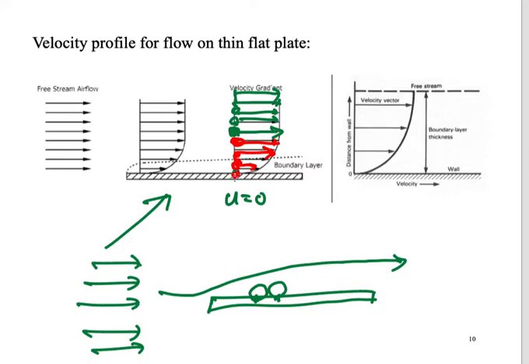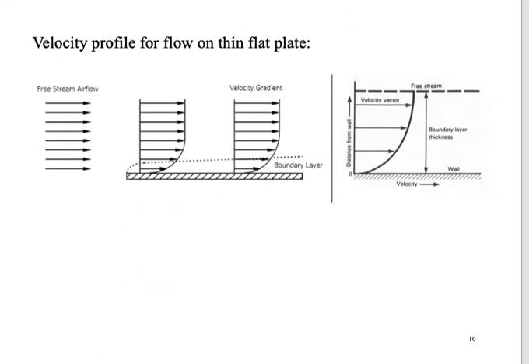It starts from 0, then increases a little bit until it reaches the maximum value, and then the velocity becomes constant. That's why in certain applications we draw the velocity profile like this one.